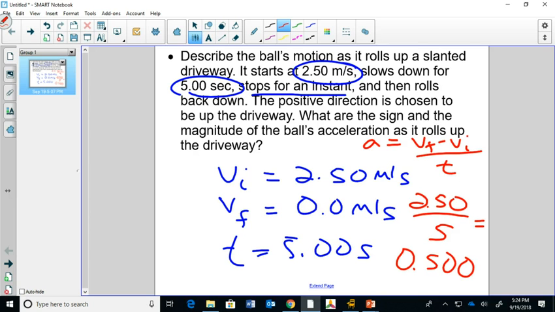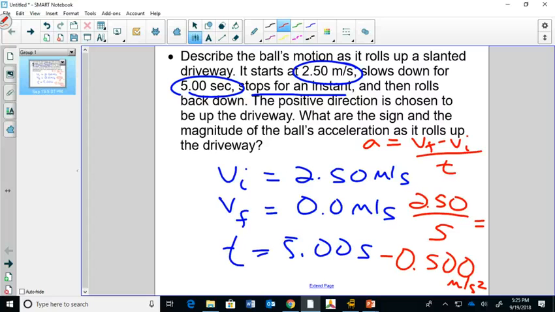But let me ask you, what direction is this acceleration going, right? If I am moving upward, I'm moving in a positive direction because we're moving up the hill, which we've said that upward is positive, right? And if I'm slowing down, therefore my acceleration must be negative. And again, my units are meters per second squared.